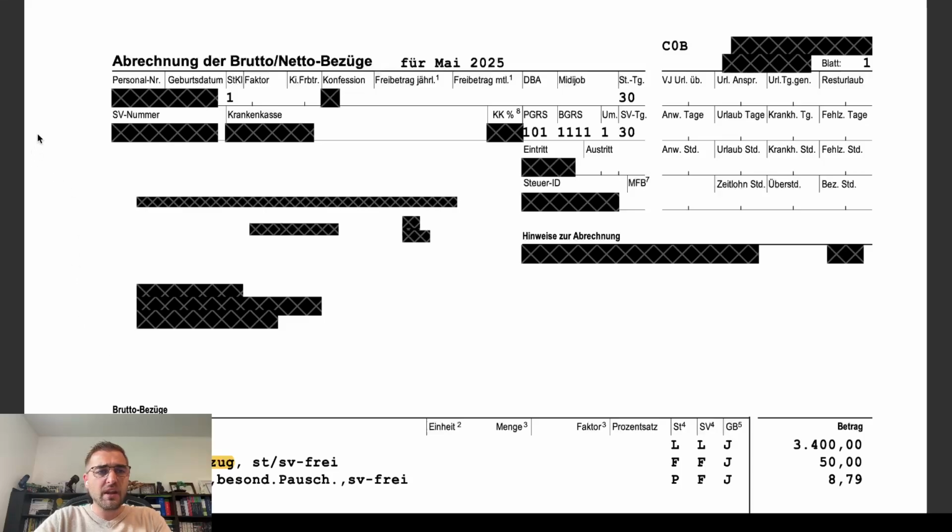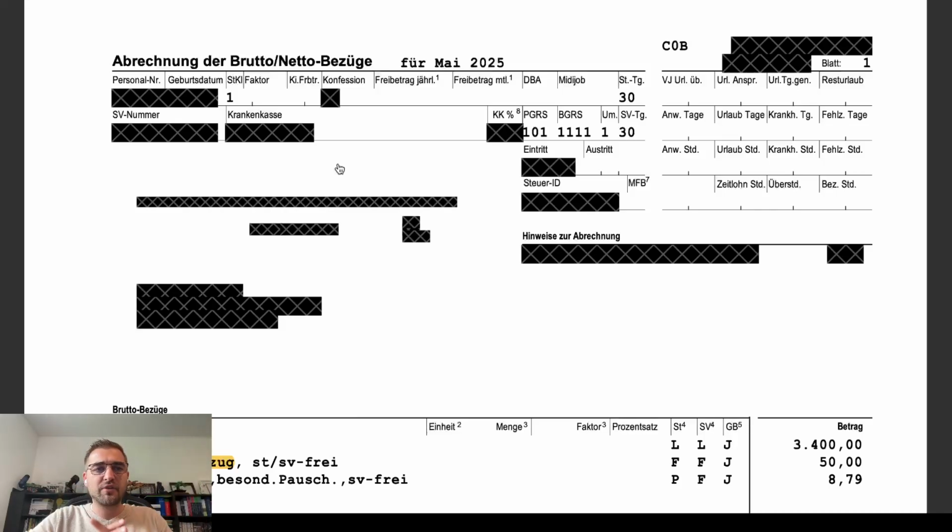So first of all, we have the so-called Abrechnung der Brutto-Netto-Bezüge. This is the standardized system you should know about. There the standard details are like name, address, tax class, social security number, and all these other details of you. Yes, you are here and you are the person who gets the money. So we have all this information up there. I blacked some of it out because there is some internal information on it.